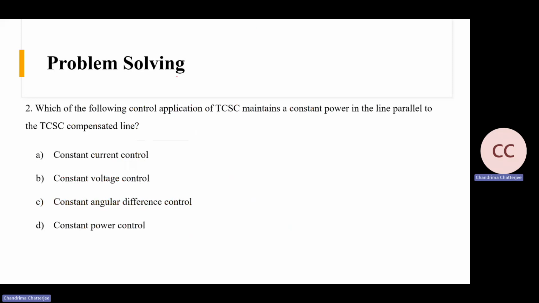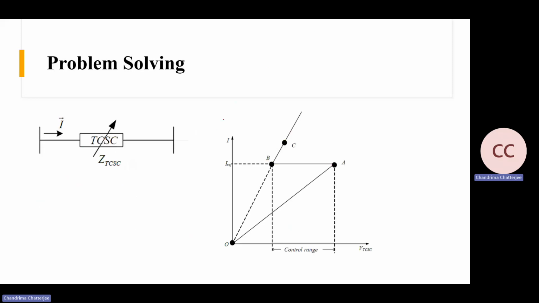So next question. Which of the following control applications of TCSC maintains a constant power in the line parallel to the TCSC compensated line? Okay, so there are two types of control. The first one is constant power control, where a constant current is maintained in the TCSC compensated line.